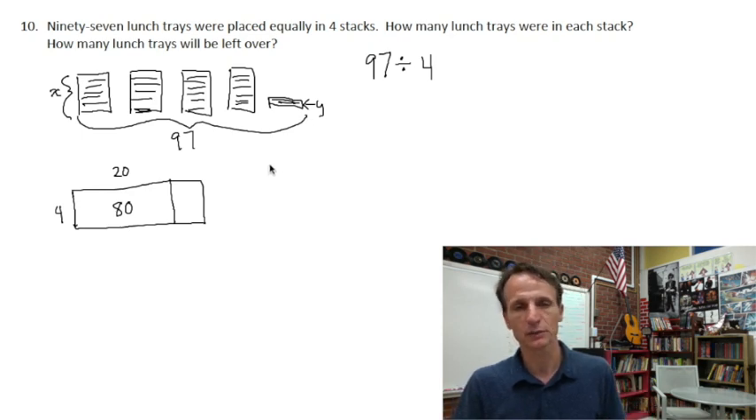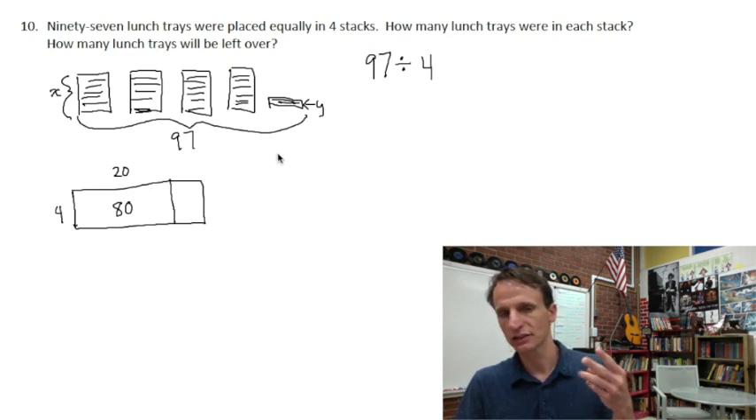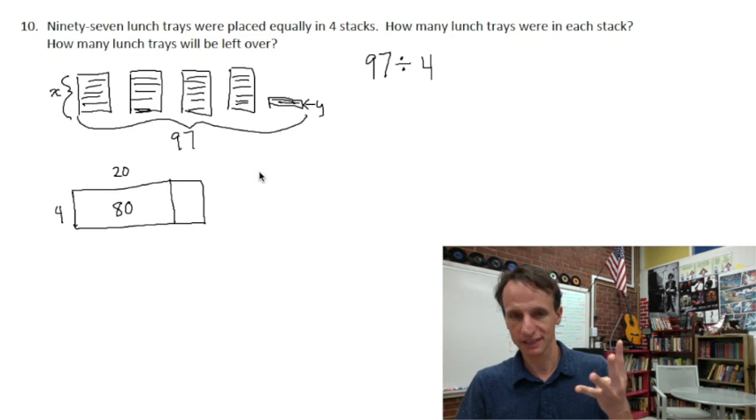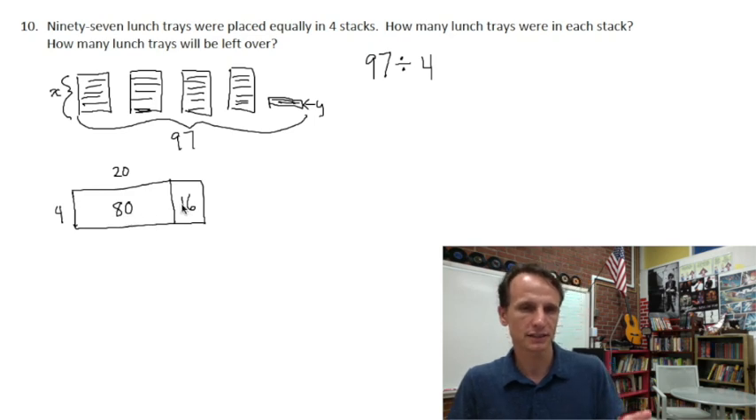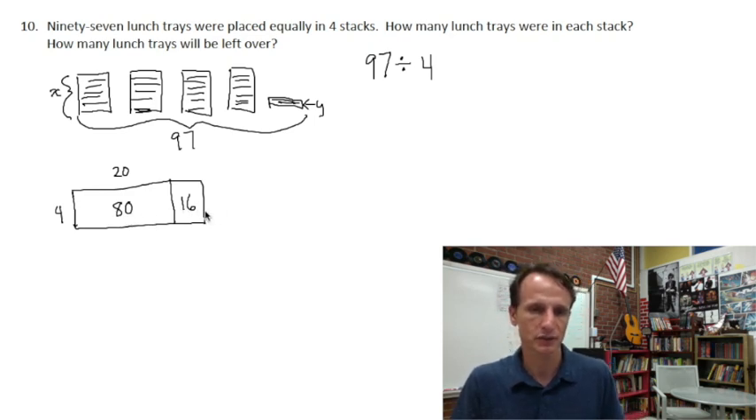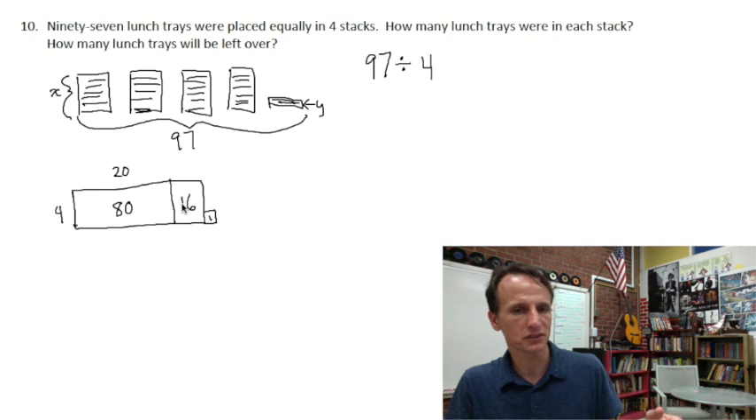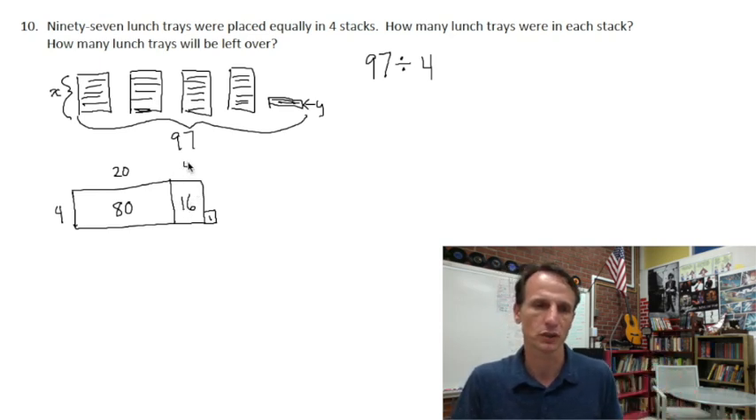I can look at that number and know it's not evenly divisible by 4. 4, 8, 12, 16. Okay, that's as close as I can get to 17. And I can see 80 and 16 are 96, so I'm going to have 1 lunch tray left over here. That's my y. So how many 4s in 16? 4, 8, 12, 16. There are 4. So x, how many in each stack, is 24.